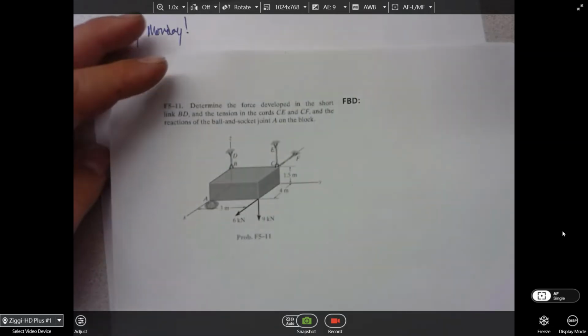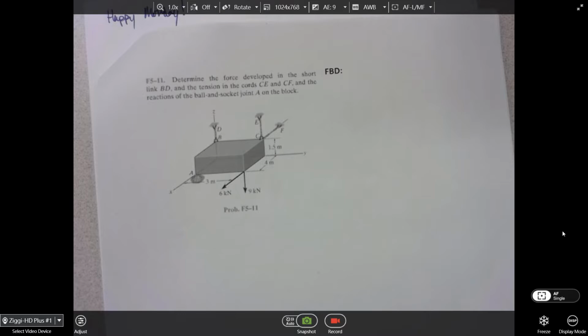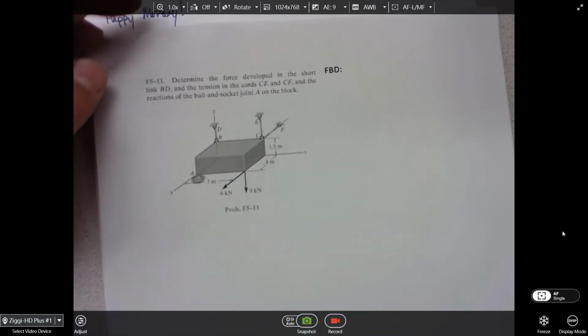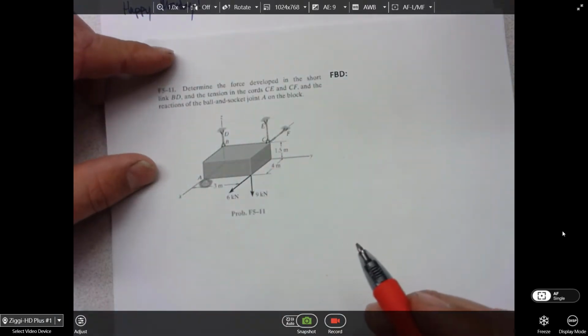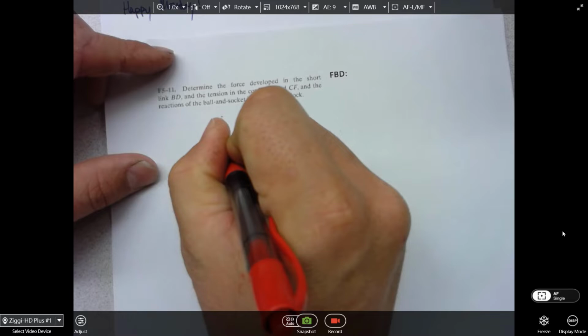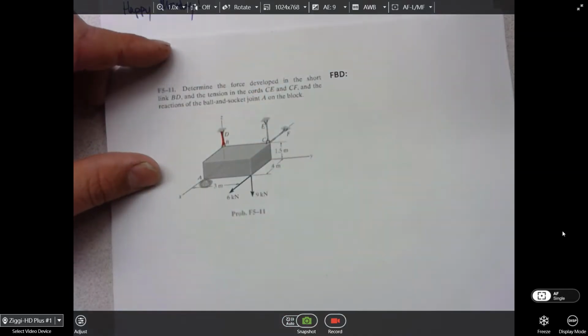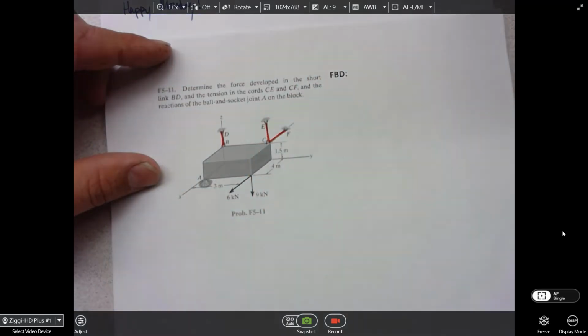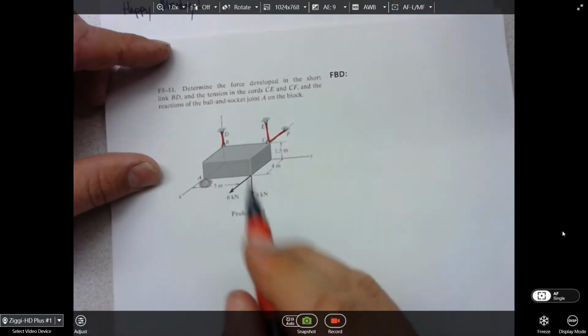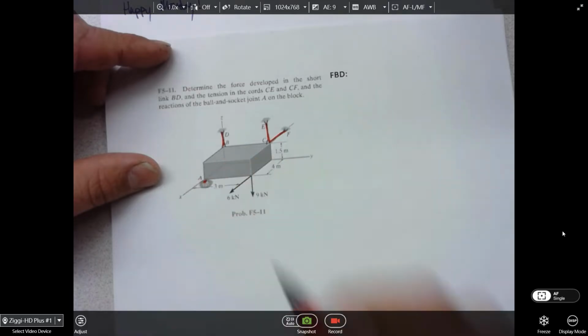Then we did some problems where we figured out some unknowns. So there's 2 ways to do these problems. There's a scalar way and there's a vector way. So let's do this one using the scalar method. Okay? So to determine the force developed in the short link BD, we've got to find BD. There it is. Here's BD. And the tension in the cords CE and CF. CE and CF. And the reactions of the ball and socket joint at A on the block. Here's that. Okay?